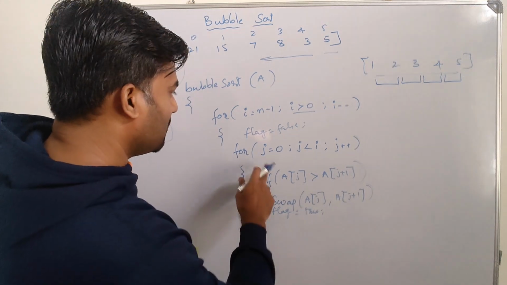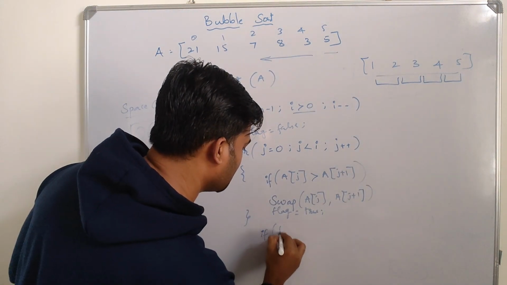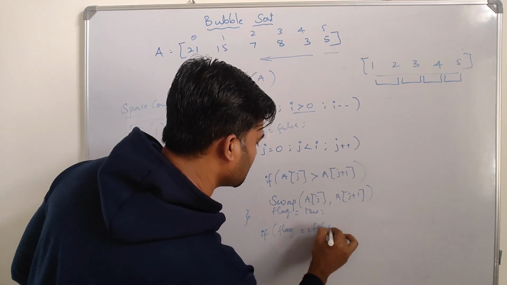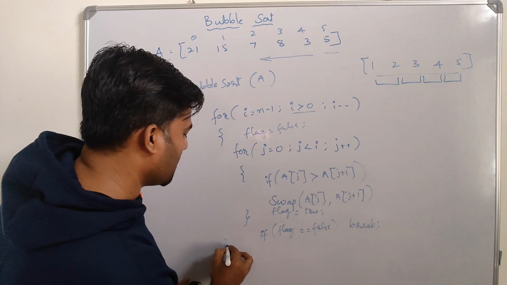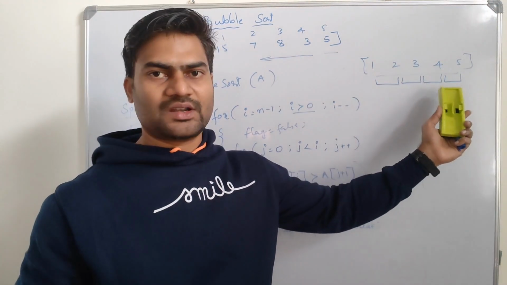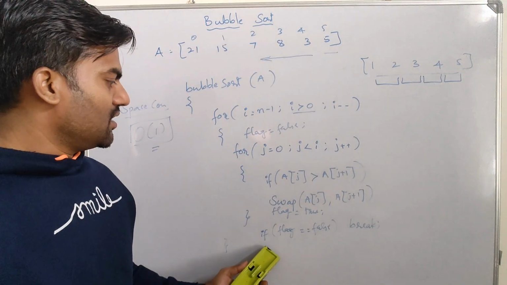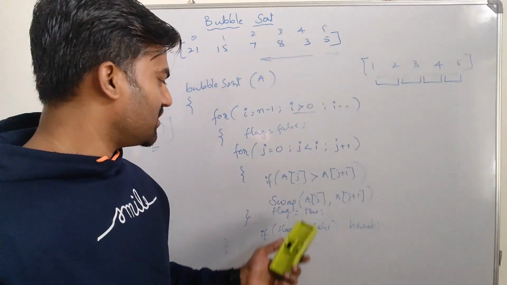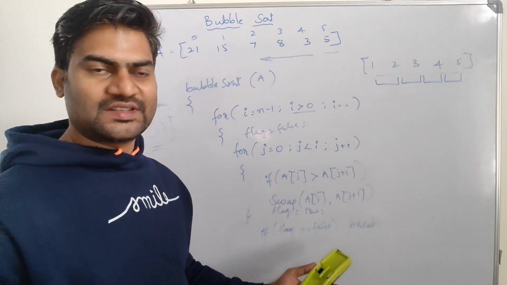Now at the end of the second loop, we will check if flag is equivalent to false, then we will simply break the loop. Why? Because once we get to know that all the elements are sorted, we don't need to further try to sort them. That's why after checking this particular flag, if no swaps happened, then we simply break the loop. So this is an improvement.